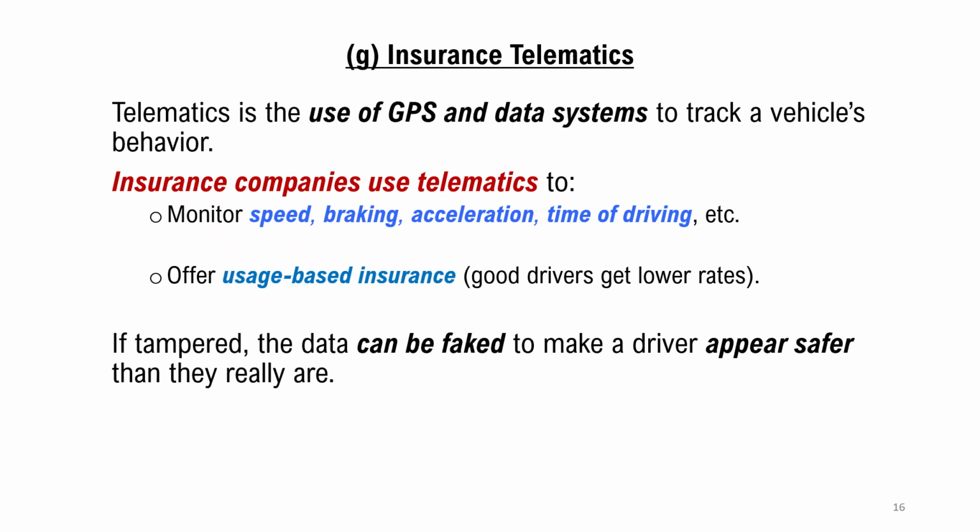Insurance telematics refers to the use of GPS and data systems to track a vehicle's behavior. Insurance companies use telematics to monitor speed, braking, acceleration, time of driving, etc. Offer usage-based insurance. Good drivers get lower insurance rates. If tampered, the data can be faked to make a driver appear safer than they really are.